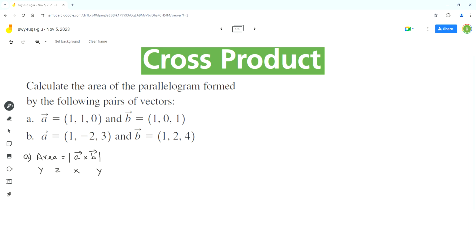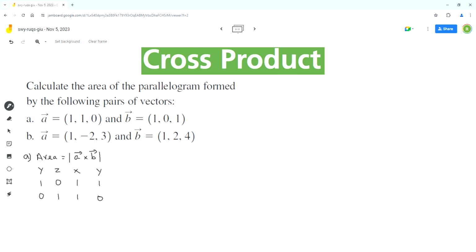So for the first vector, the y component is 1, the z component is 0, the x component is 1, and the y component is 1. For the second vector, the y component is 0, z component is 1, x component is 1, and y component is 0. Now we can find the x, y, and z components of the cross product of these two vectors.